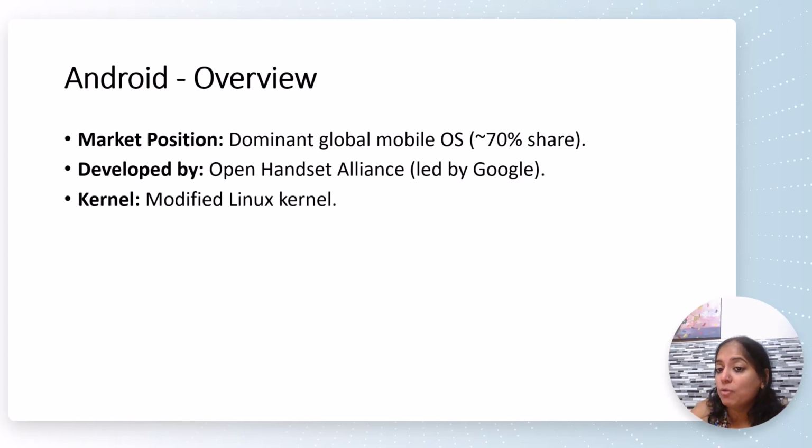So Android is the global market leader in mobile. It's important to note its structure: the core Android Open Source Project is open, but the Google Mobile Services, the Play Store, Gmail, Maps are proprietary. It's based on a modified Linux kernel, making it a cousin of the desktop operating systems we just discussed.